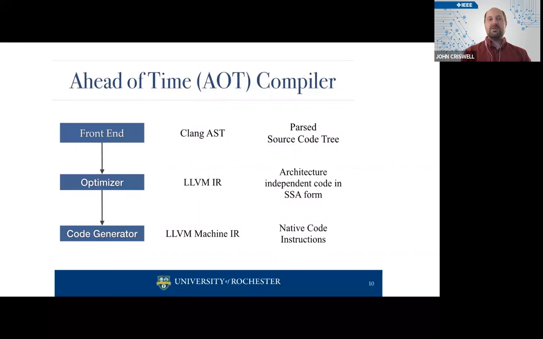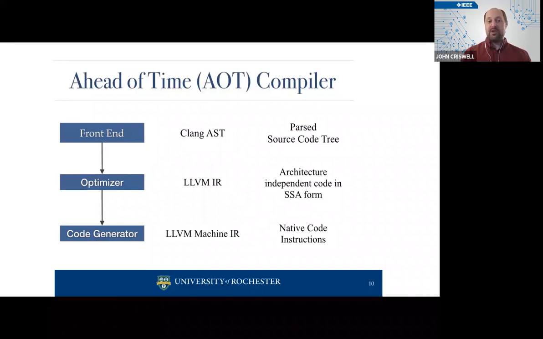This is an architecture independent form of the code of the program that's in single static assignment, or SSA, form. And if you don't know what SSA form is, don't worry about it. I'll explain it later in the tutorial. So the LLVM IR is architecture independent. It's also source language independent. Which means that we can implement optimizations and other transformations that are both hardware agnostic and also source language agnostic.